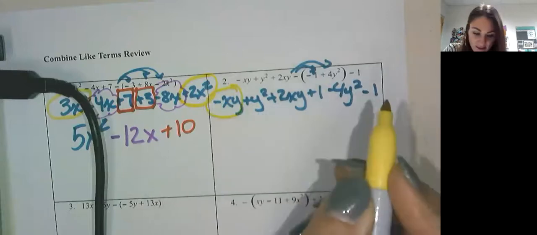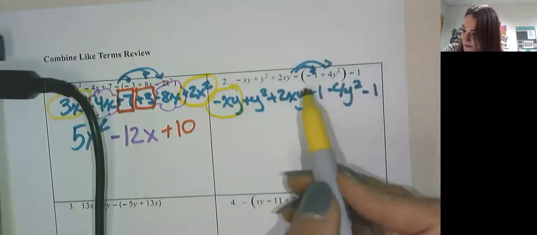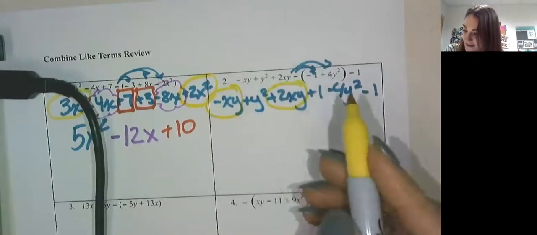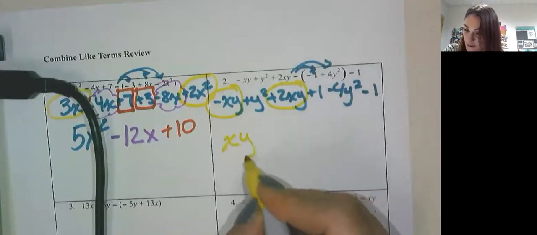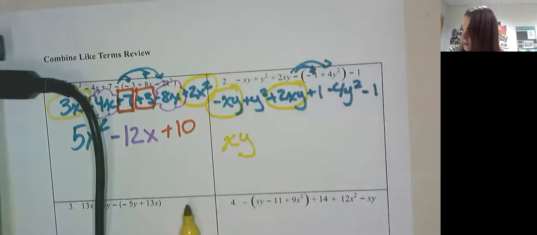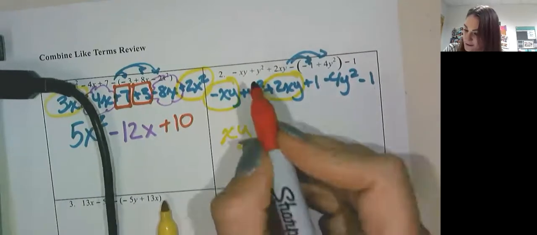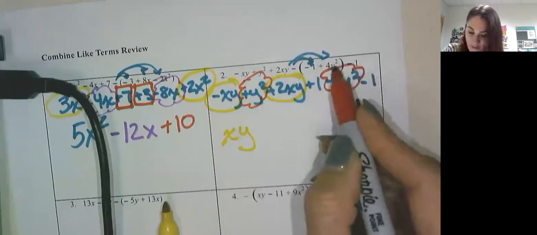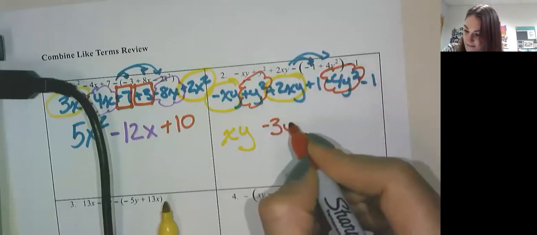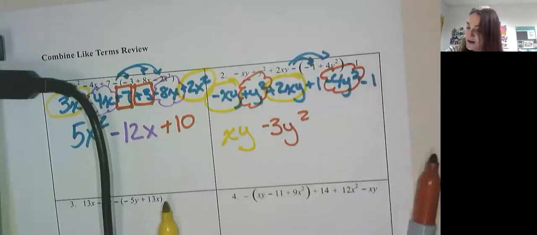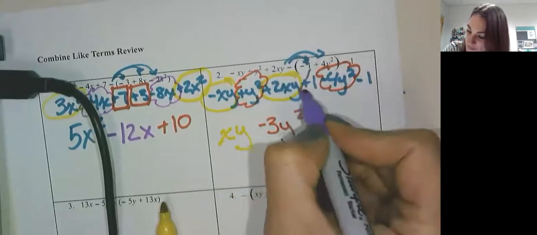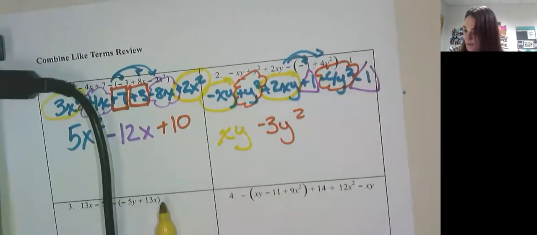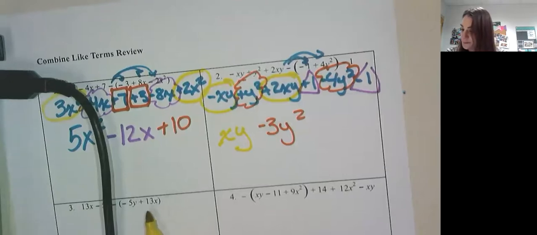Okay, so now let's see. What can I combine with a -xy? 2 positive xy's. So I end up with xy. Now I see a y squared and a -4y squared. So that's going to give me -3y squared. And then this +1 and -1 are going to make a 0 pair.